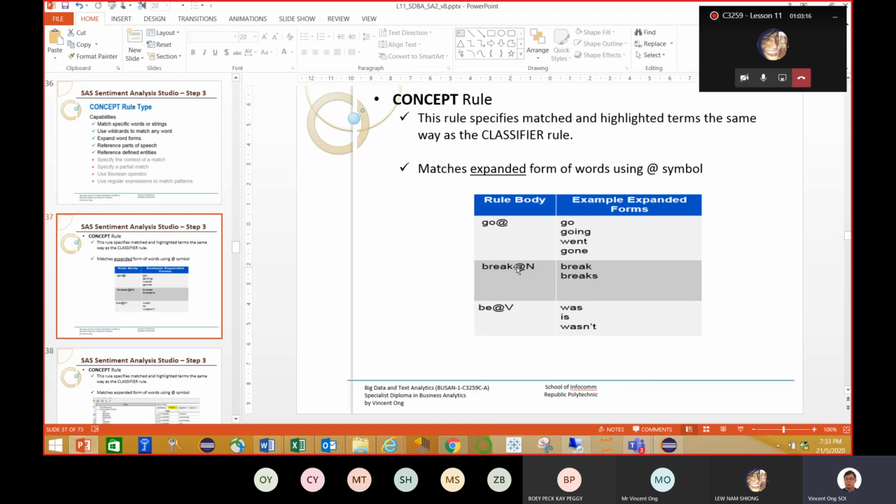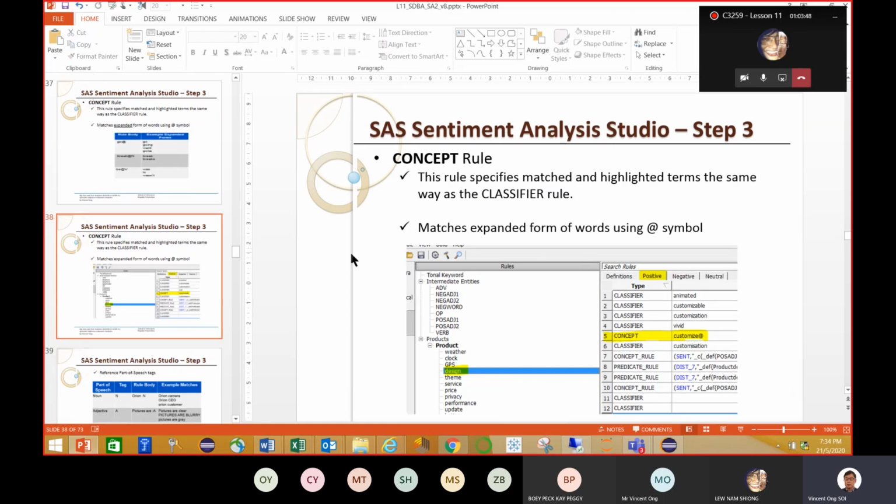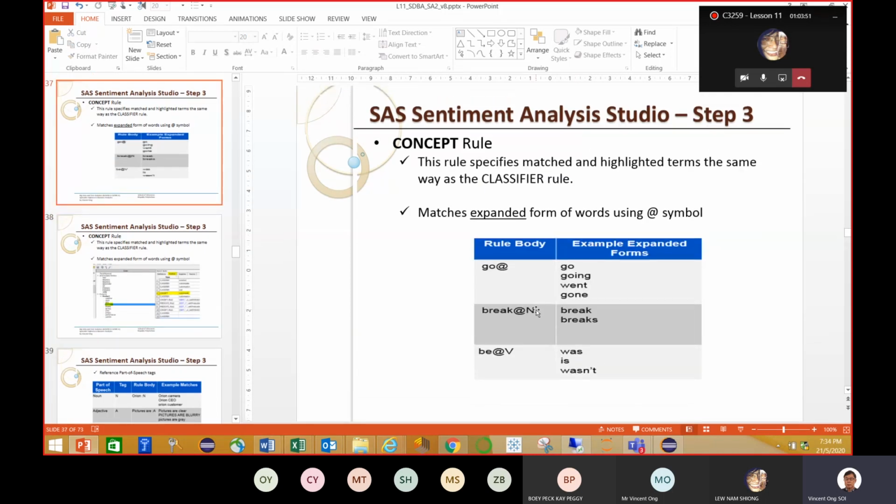If I, for example, break. Break is a verb. No, I take a break. It's a noun. So this is supposed to be a noun. The N here stands for noun. If you don't put N, that means it can include broken. Here you are looking specifically for a noun, so you put N here as noun.